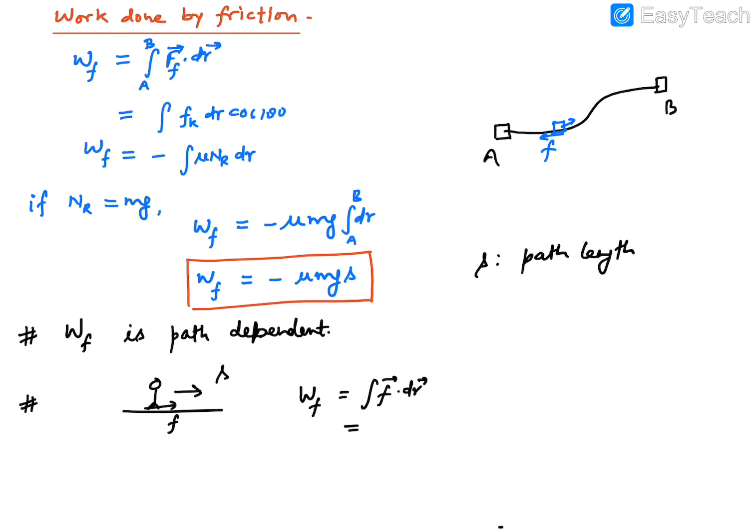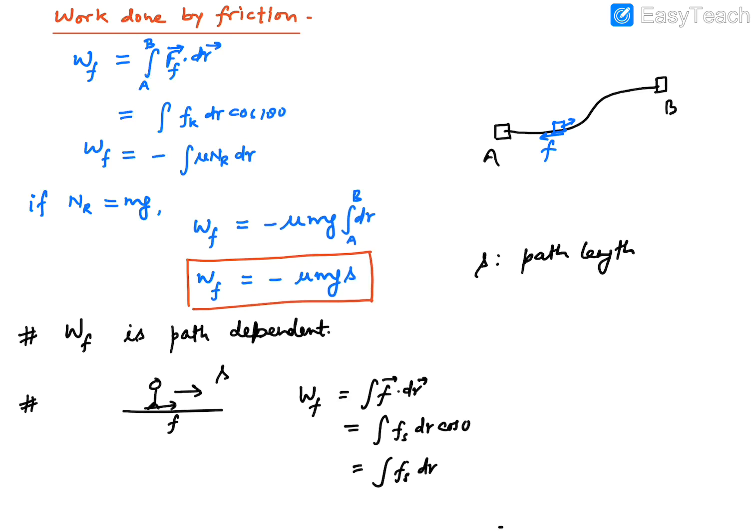And we need to decide what this F is. You are going to get the integration of F, which is going to be static friction, times dr, times cos 0. Cos 0 will make it positive, so it's going to be the integration of F static into dr. How much the value of F static is, we need to identify depending upon the case.